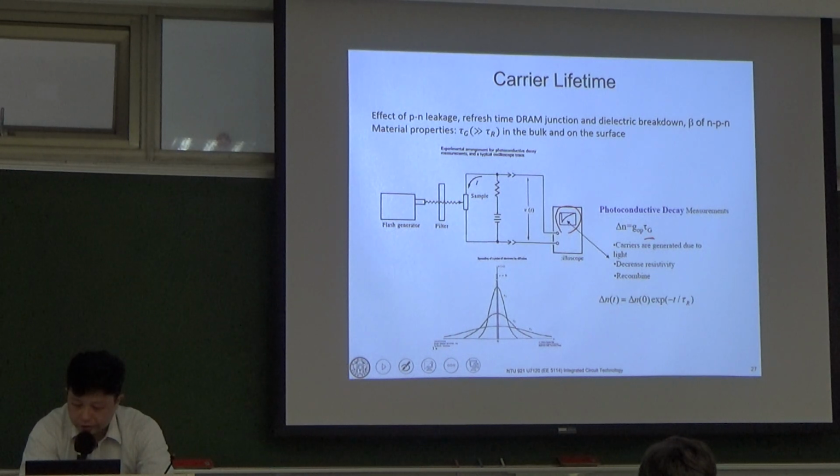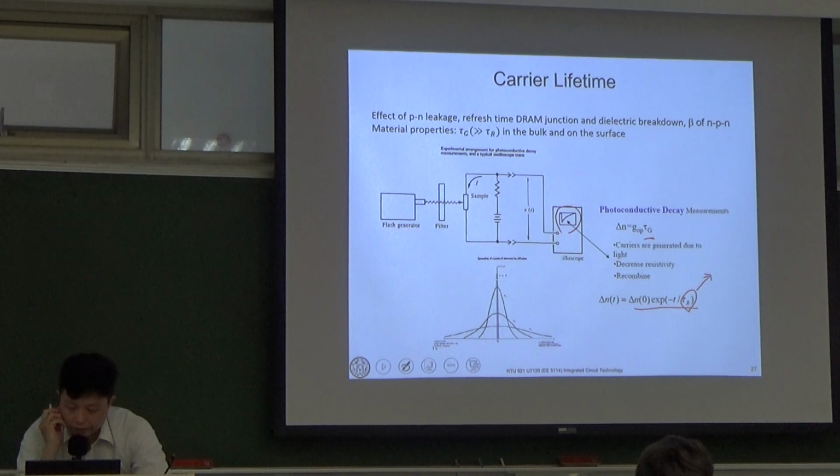And if you have excess carriers, then they will recombine, with this time constant tau r. So we can fit this curve with an exponential curve, and we can get this recombination lifetime.